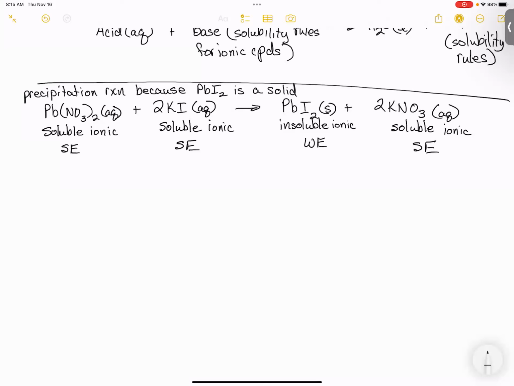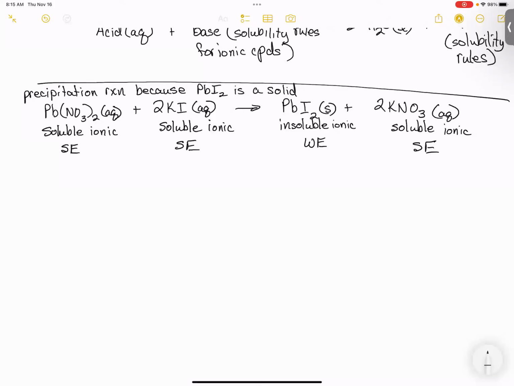So when we go from the balanced chemical equation, which I just balanced as I was going through this, to the complete ionic reaction, we need to break apart everything but the lead iodide into its ions. Hence the name complete ionic. We're going to break it apart into its ions.